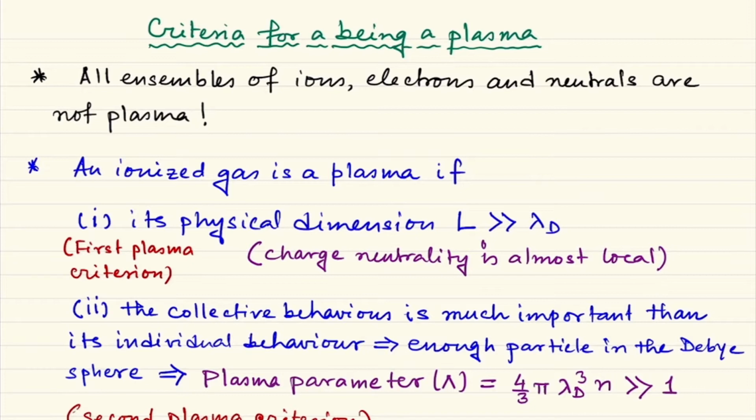But we have to be careful that any arbitrary ensemble of ions, electrons and neutrals is not a plasma. So we really need to specify the characteristics of a plasma, so that we do not just call any arbitrary ensemble a plasma, but know that only a specific class of the ionized gas is called plasma. And how to characterize that? So we have several criteria.